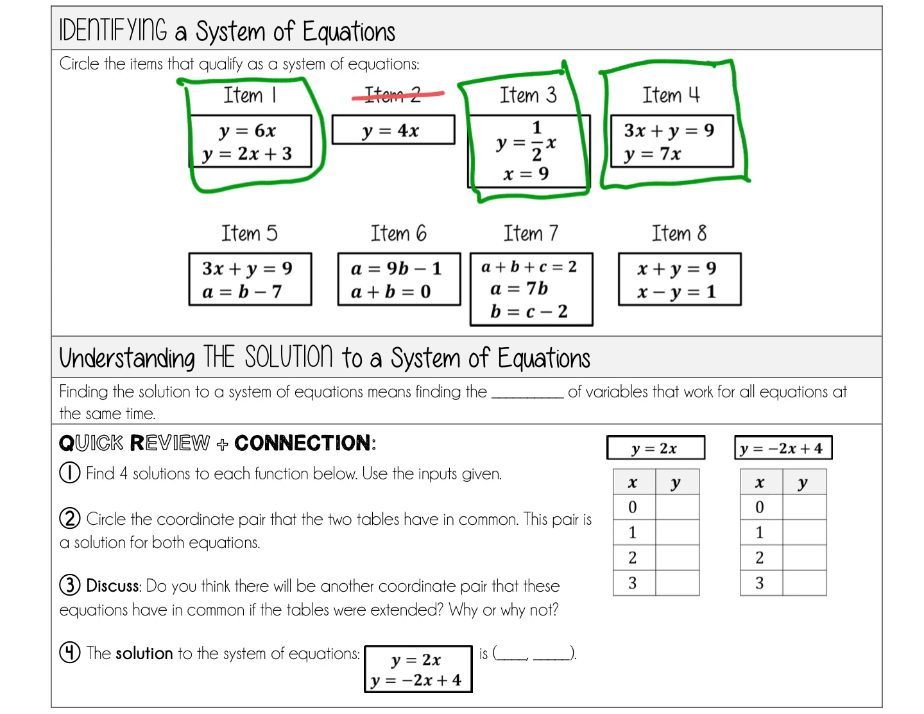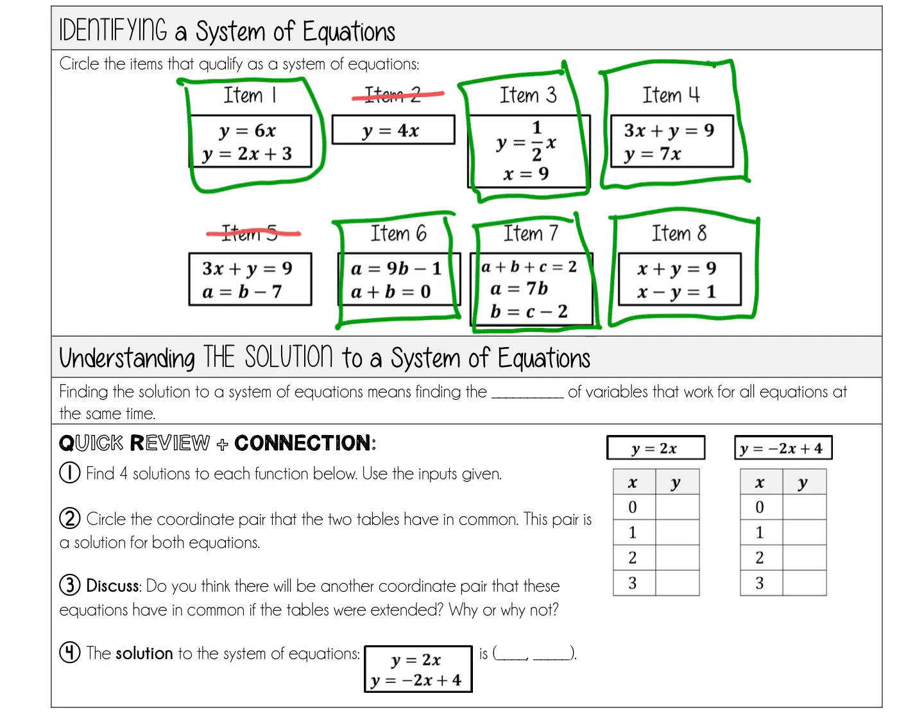Item 5, 3x plus y equals 9 and a equals b minus 7, is not a system of equations because the variables are different. Item 6, a equals 9b minus 1 and a plus b equals 0, is a system of equations. Item 7, a plus b plus c equals 2, a equals 7b, and b equals c minus 7, is a system. And item 8, x plus y equals 9 and x minus y equals 1, is also a system of equations.